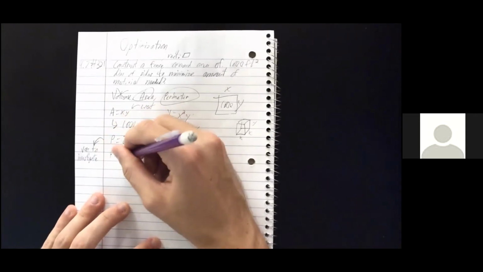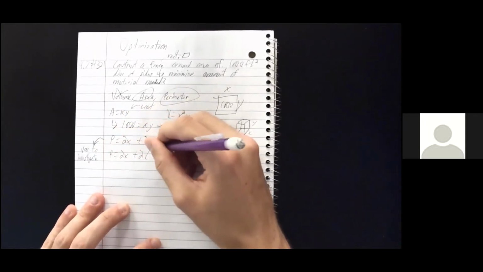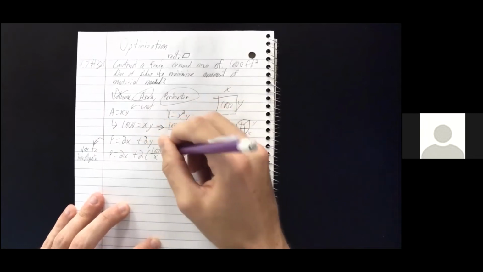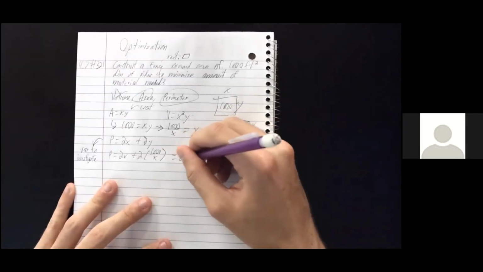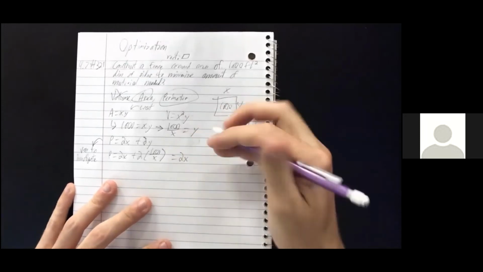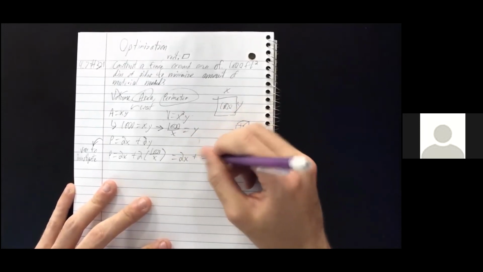Cool. Okay, so I'm going to solve for y here, which is pretty simple. I just divide, right? And then from there, I know that whatever y is here, it's going to be equal to 1,600 over x, according to our constraint. So I can just plug that in. Okay. And now all I have to do is simplify. Awesome.